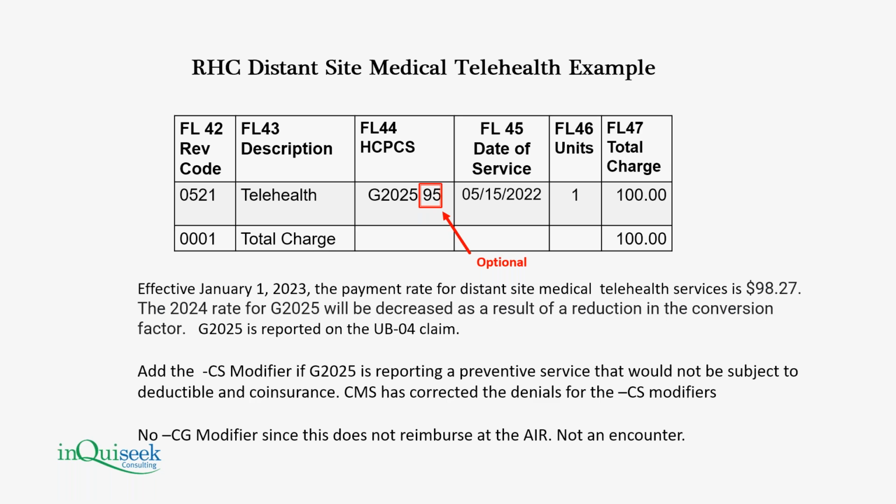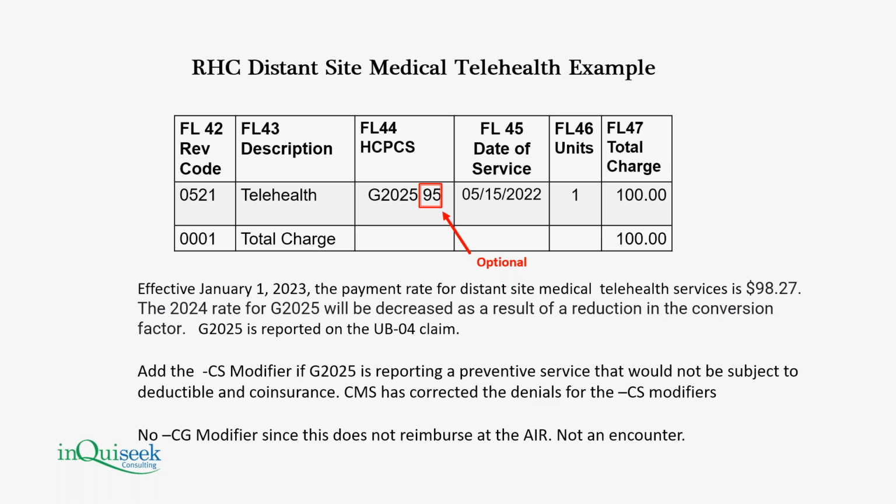So distant site means our provider's at the clinic and the patient is somewhere else. Now, the provider can be at home or can be somewhere else, still under some flexibilities, but the patient is somewhere else in most cases. Originating site is we are hosting the patient in our clinic, but the telehealth provider is another separate provider not attached to our RHC that is somewhere in a bigger city.